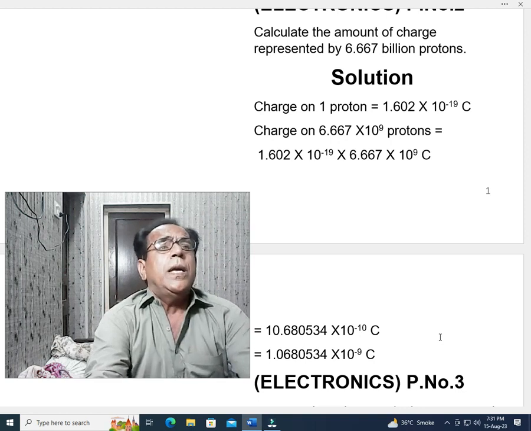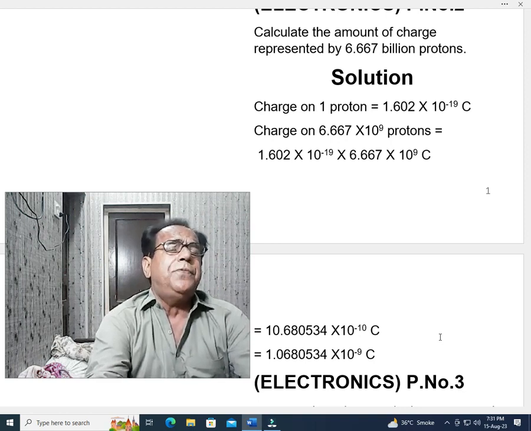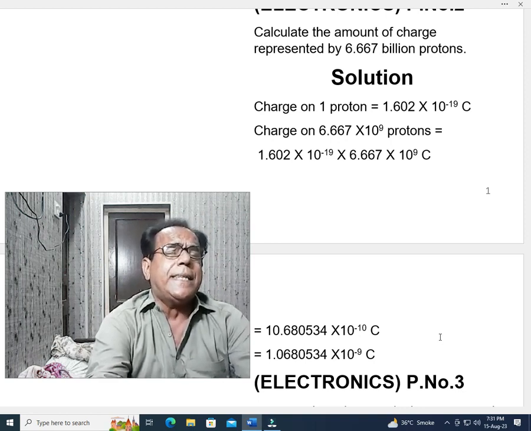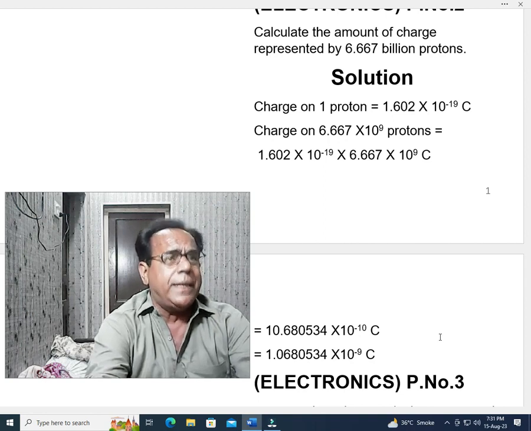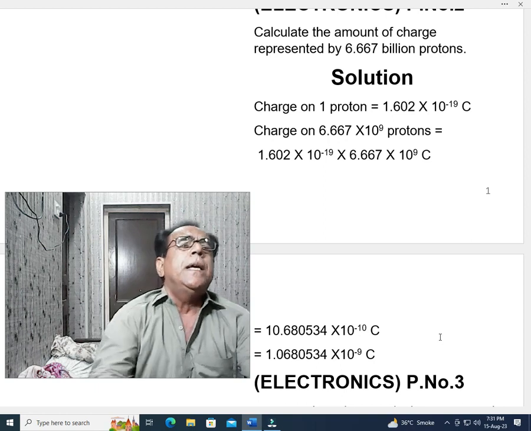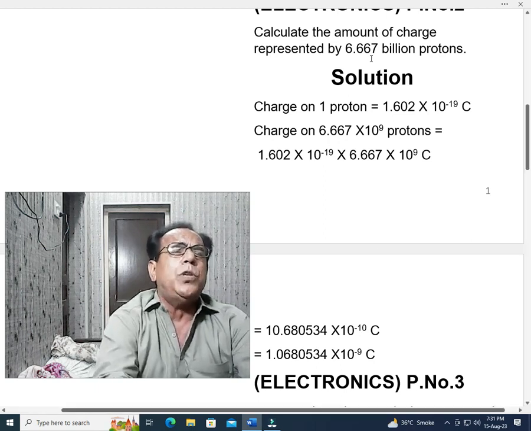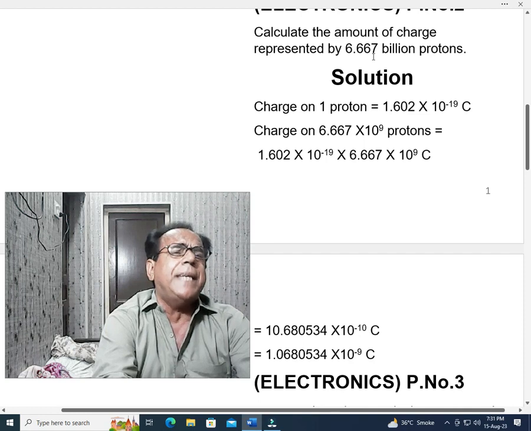Okay, actually, dear students, in physics there is an alternate term, giga, in place of billion. Giga means 10 raised to the power plus 9. Nano means 10 raised to the power minus 9. Giga means 10 raised to the power plus 9. So this billion is also equal to 10 raised to the power plus 9. In other words, it is equivalent to giga.